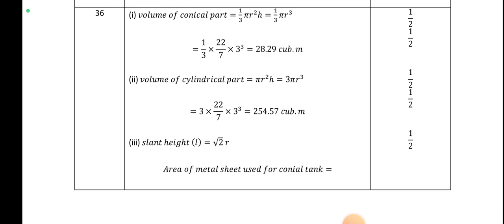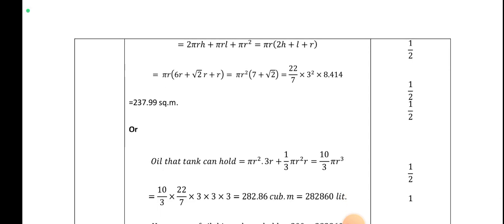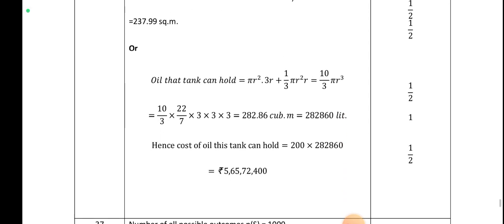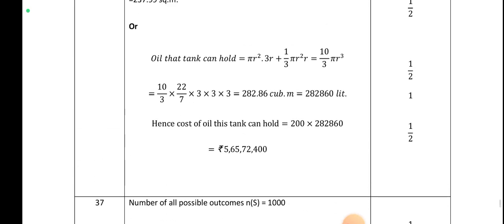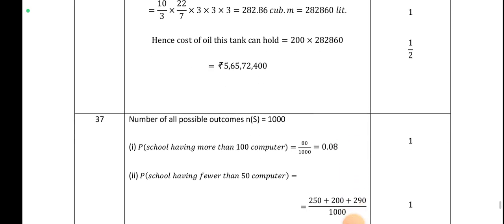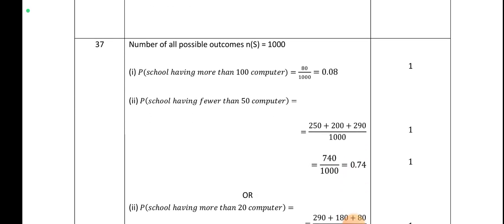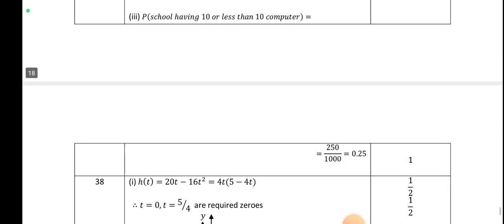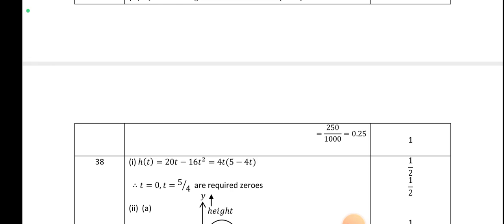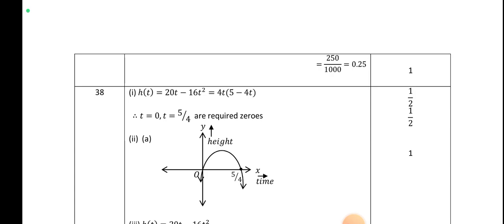Volume of the cone part, volume of the cylinder part, slant height. Check that you are getting this answer. And the oil tank, the cost of the oil, you can find it. Then the probability of a school having more than 100 computers, how much? Lesser than 50 computers, how much? And more than 20 computers, and a school having lesser than. It is all very simple, just seeing the tabular column, copying it and writing. So it is one of the easiest. It is there in ninth standard level book questions.